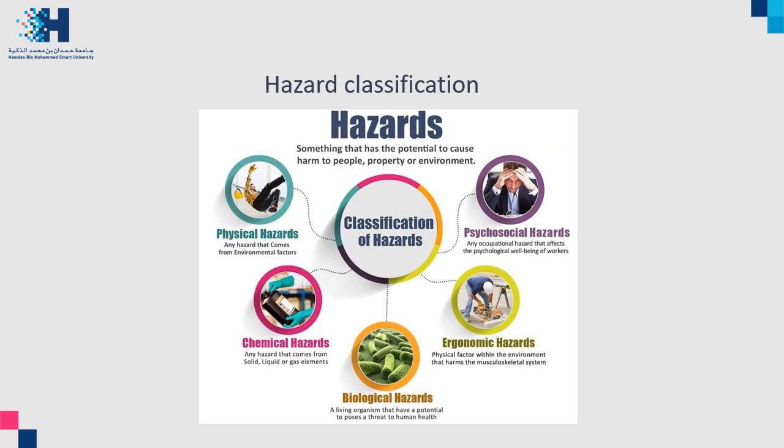Ergonomic hazards. These are hazards that can cause harm to workers through repetitive or awkward motions, poor posture, or other ergonomic factors. Ergonomic hazards can be classified into 2 categories: biomechanical hazards and organizational hazards. Chemical hazards. These are hazards that can cause harm to workers through exposure to chemical agents such as gases, liquids, or solids. Chemical hazards can be classified into 4 categories: physical hazards, health hazards, environmental hazards, and hazardous processes.